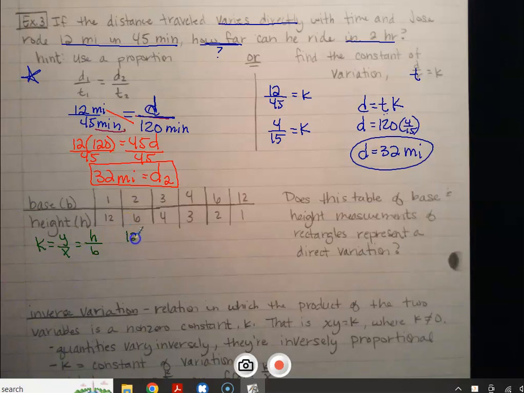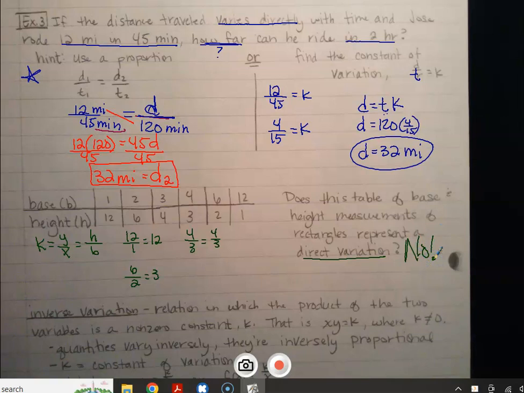So if I take 12 and divide by 1, it equals 12. If I do 6 and divide by 2, well, that equals 3. Time out. 4 divided by 3 equals 4/3. So does this table of height and measurements of rectangles represent a direct variation? No, absolutely not, it doesn't.